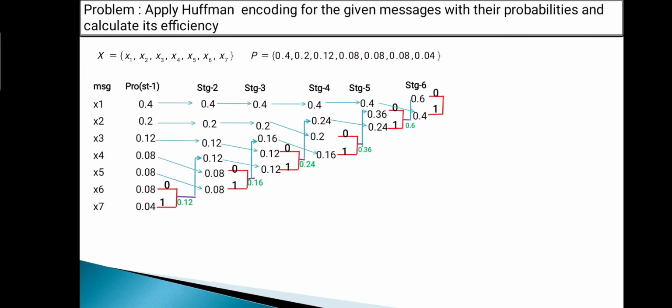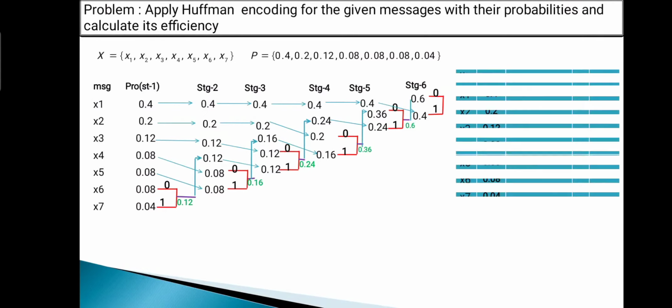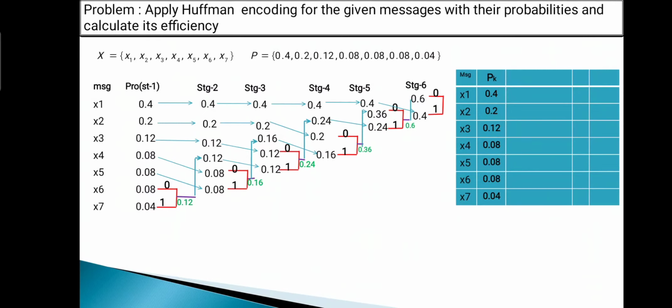Now we are supposed to find out the code word. So we can just form a table. So in the table, first I have written the messages with the probabilities. Now we can go for the next column, that is the traced value.